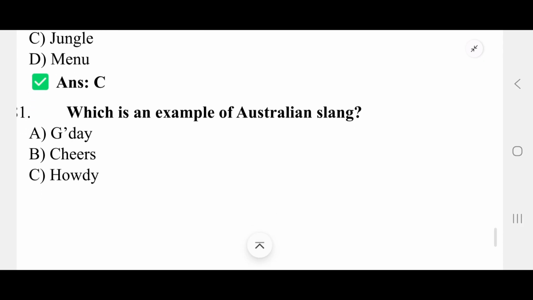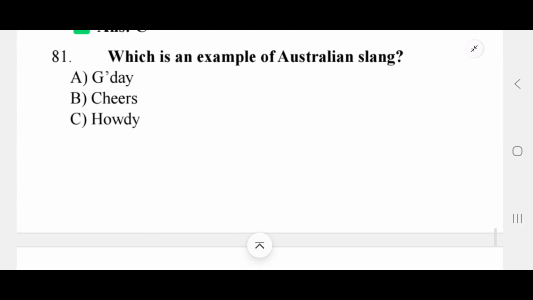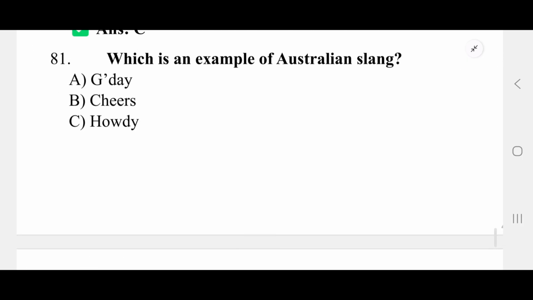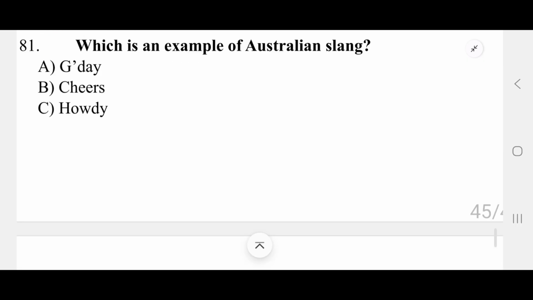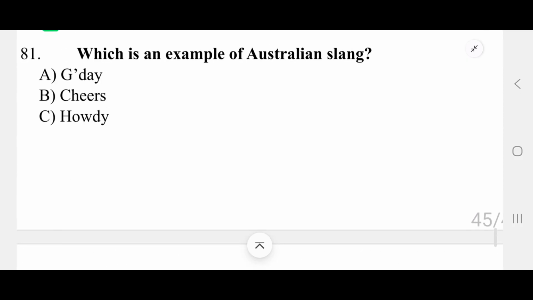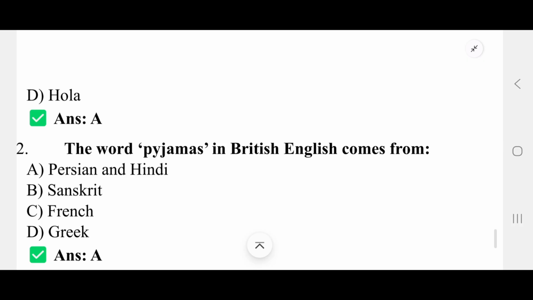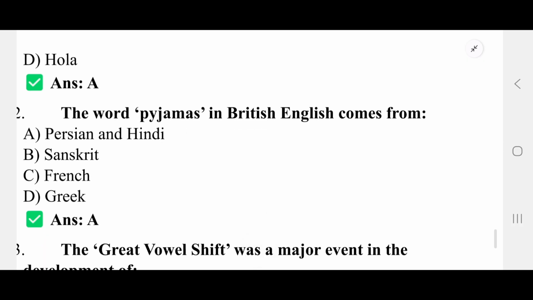Which is an example of Australian slang? Good day, cheers, howdy, hola. So option A, good day is the right answer. Australian slang. സത്യത്തിൽ ഇതിൻ്റെ കറക്റ്റ് എന്താണെന്ന് ഉച്ചാരണം എനിക്കറിയില്ല എങ്കിലും ഇതിൽ ഓപ്ഷൻ കൊടുത്തിരിക്കുന്നത് ഓപ്ഷൻ എ ആണ്. The word pajamas in British English comes from Persian and Hindi, Sanskrit, French, Greek. So pajama, it is taken from Persian and Hindi.